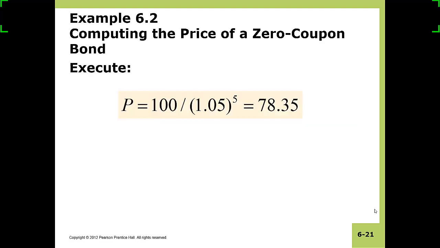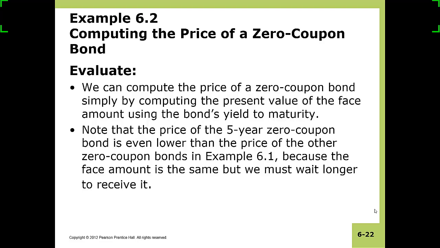The formula for that present value is 100 divided by 1 plus the rate to the n power. So 100 is the future value, 5% is the rate, and 5 is the number of years. So the present value of that, or the price of that bond right now, is $78.35. So we can compute the price of a zero coupon bond basically just by finding the present value, using that present value formula that we used back in, I believe, chapter 3.